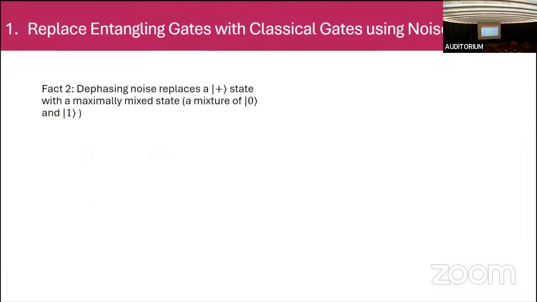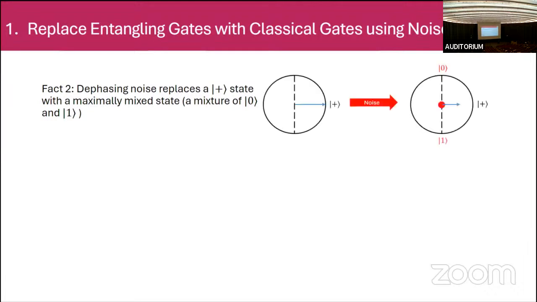The second fact we're going to use is that dephasing noise acts very predictably on this superposition state. So the plus state is a superposition of your 0 and 1. When you put dephasing noise on it, it makes it a mixture of your 0 and 1. So in the Bloch sphere picture, what used to be on the boundary of your Bloch sphere is now a shorter Bloch vector, which is a mixture between your 0, your 1, and the plus state.